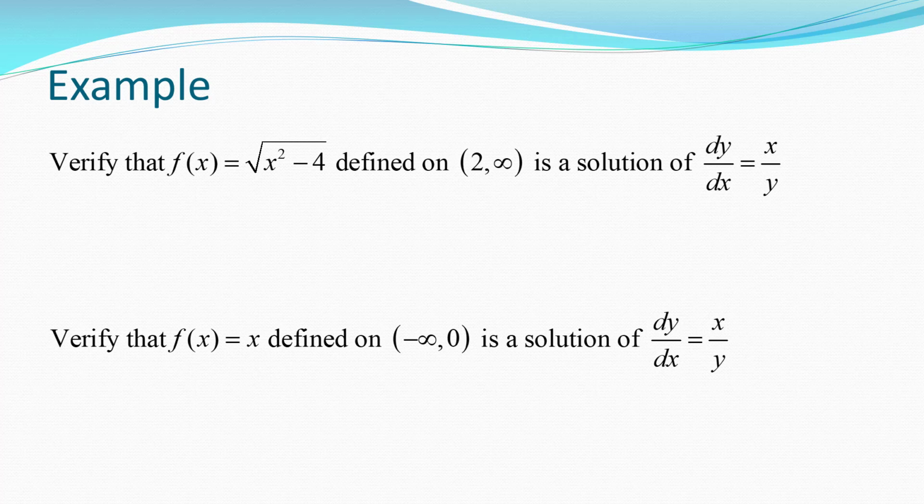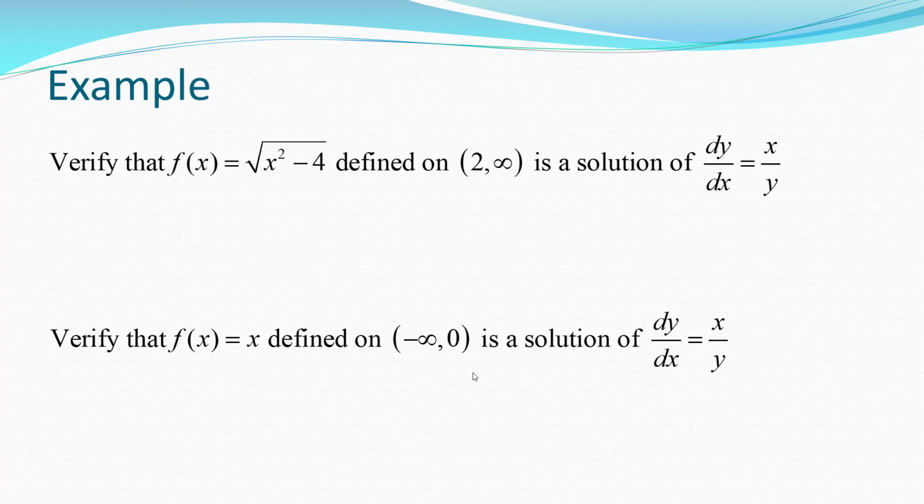For example, let's verify that the function f of x equals the square root of the quantity x squared minus 4, when defined on the open interval from 2 to infinity, is a solution to the differential equation dy/dx equals x over y. To do so, it's very easy. All you've got to do is just show that it has a derivative. And then when you substitute y and the derivative into the equation, it winds up being a statement that's always true for every single choice of x in the interval from 2 to infinity.